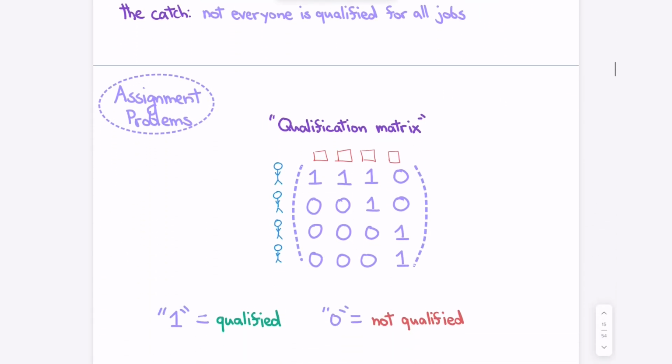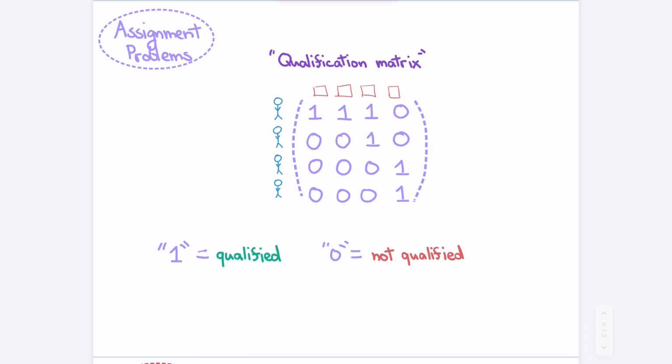Probably back then they would express this in a matrix where one means this blue person is qualified for this red square, and one means this blue person is qualified for this red square, and so forth. There are also generalizations of this problem where each job can take more than one person. You need 5 people to do this, 8 people to do that, and so forth. But it's an assignment problem and you have some kind of restrictions.